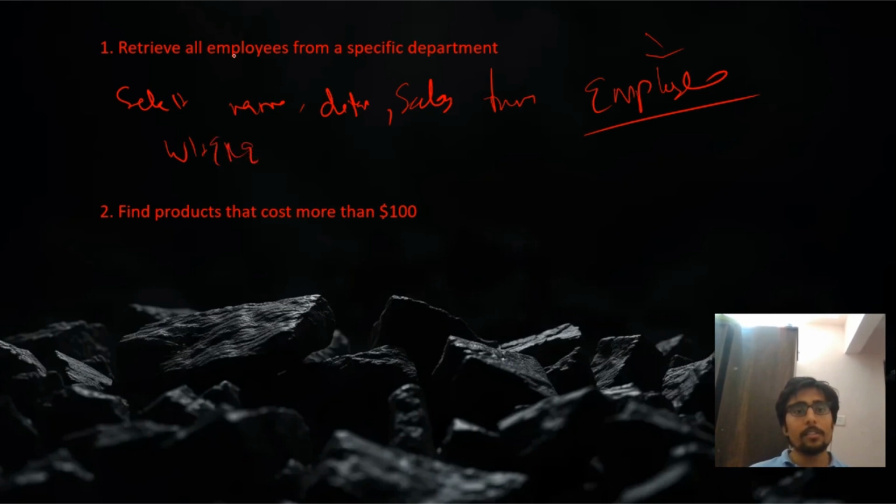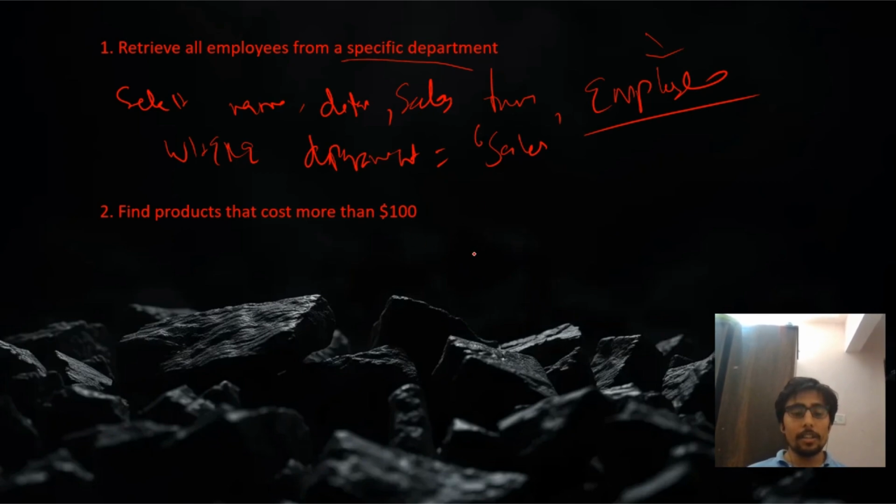Why where? Because we want a specific department, right? Where department is equal to a specific department. Let's say sales department, you want to fetch data, so we can give sales. So whoever is working in the sales department, their entire data will come, right? For example, their name will come, their department will come, and their salary will come. So how easy it is, right?